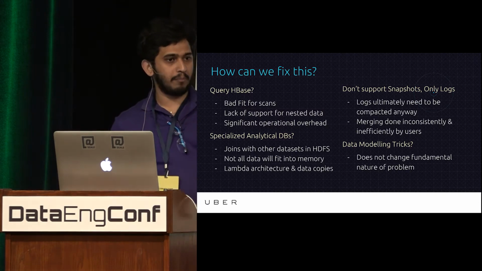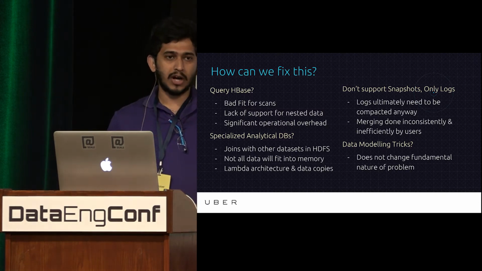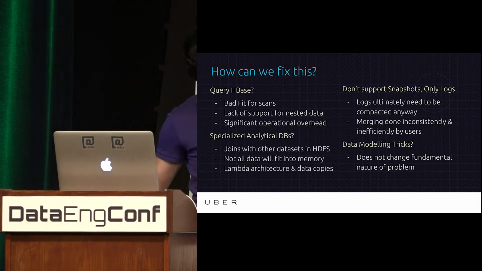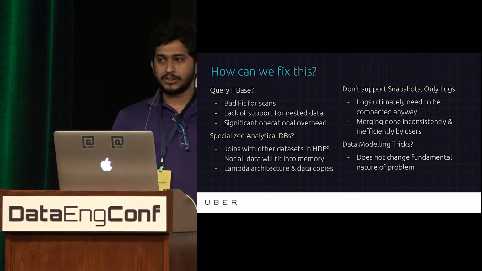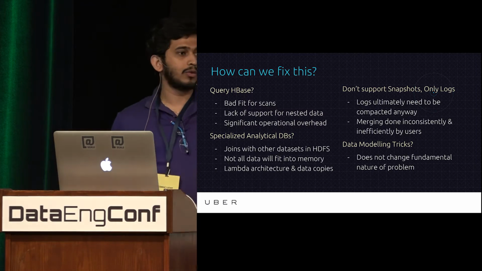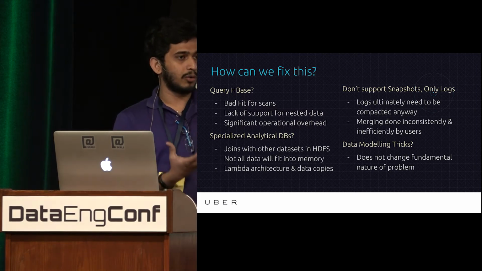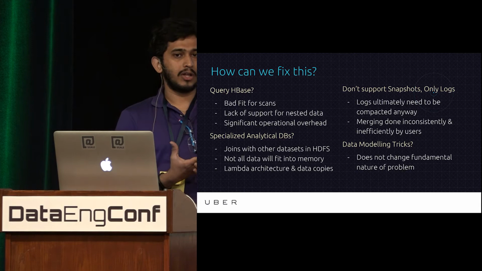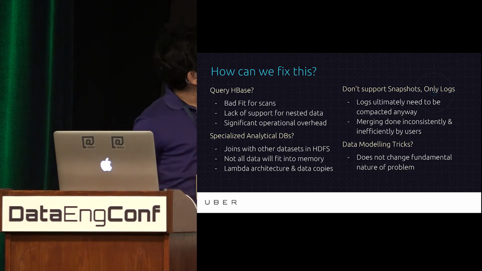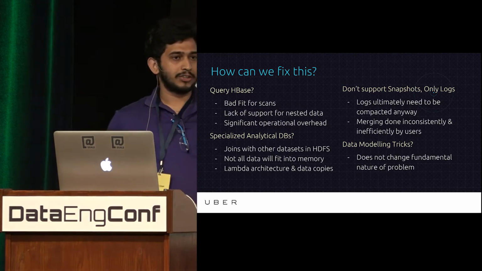Logs need to be compacted. Even Kafka has a log compaction feature, right? And if you don't solve this at this level, users are only going to merge these logs themselves inconsistently and inefficiently. And we're not going to be able to control the efficiency of the entire ecosystem. Okay, can we do something with the data model where we can change this?